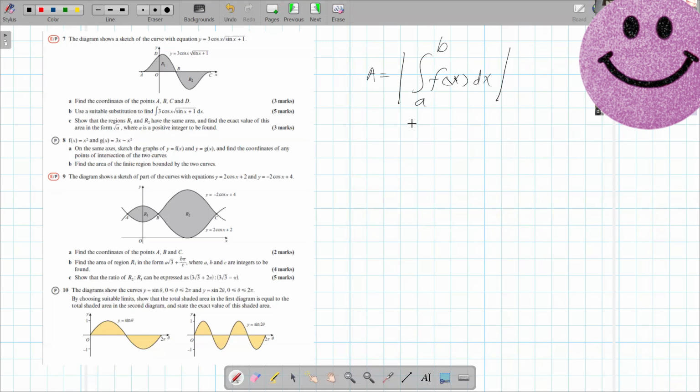This will give you the area of a curve that is below the x-axis. For example, if this is f of x and this is the x-axis, so the area between A and B is this area. Just take the absolute value.